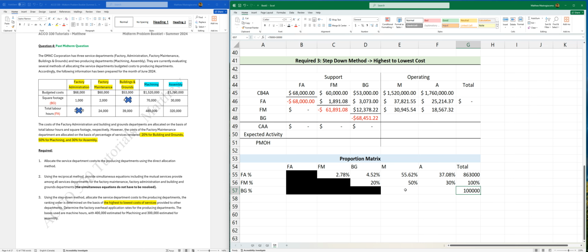And now, guys, we can go do our proportions. So you do 70,000 over 100,000, 70%. Then we got 30,000 over 100,000. That's 30%. Okay, so there we go. We have 70%, 30%. Now let's allocate. So equals minus this times 70, equals minus this times 30.